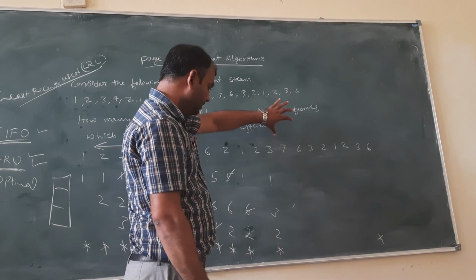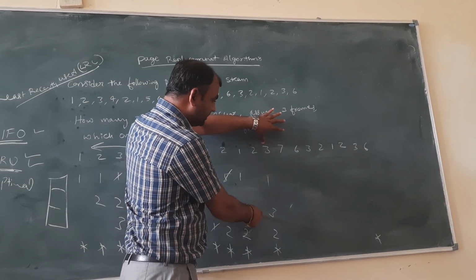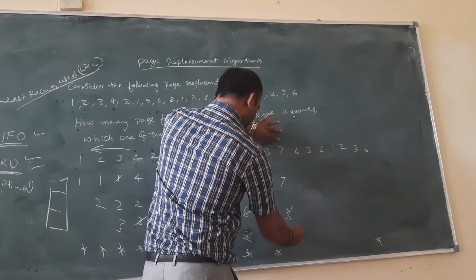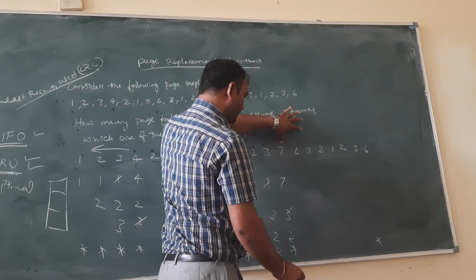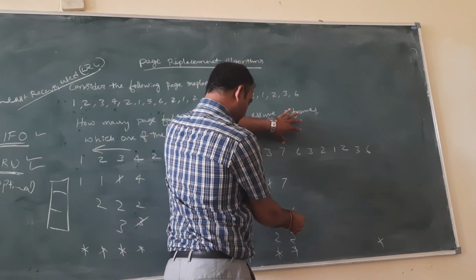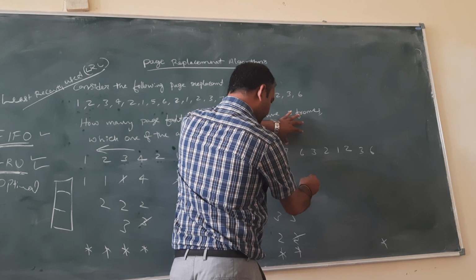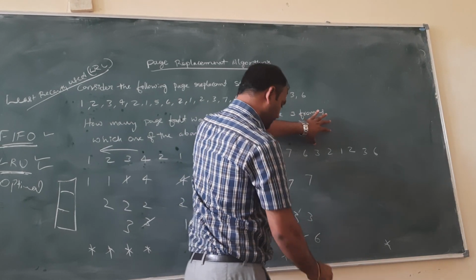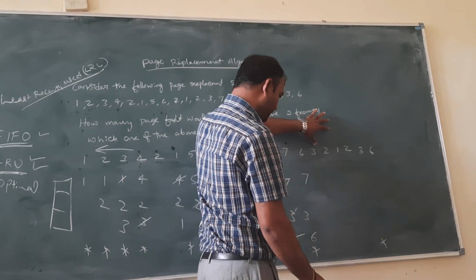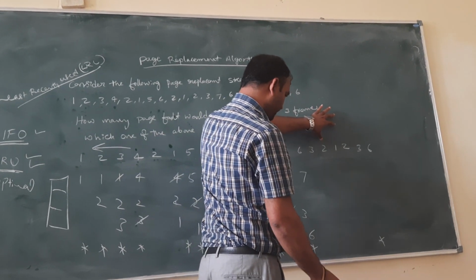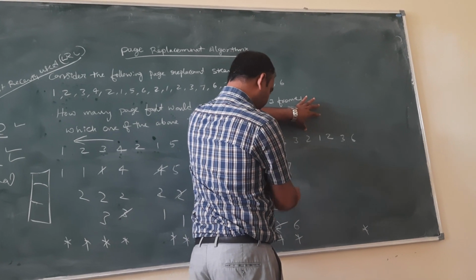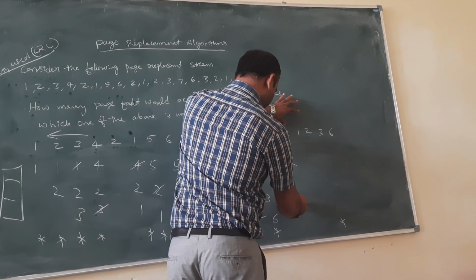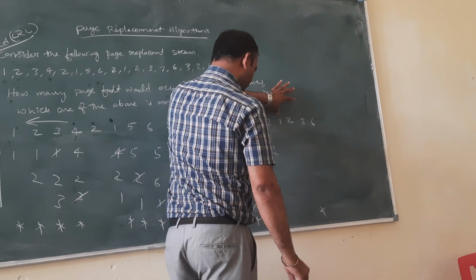Then 7. So among these, 3 is recently used. Then 2 is used. Remove this one. 6 we want. 7 and 3 are recently used. Remove this 2. So 7 and 3 as it is. We will replace with 6. So next 3 is required. No page fault. 2 is required. Recently used 3 and 6. Then replace this one. Okay. So 2, 3, 6.